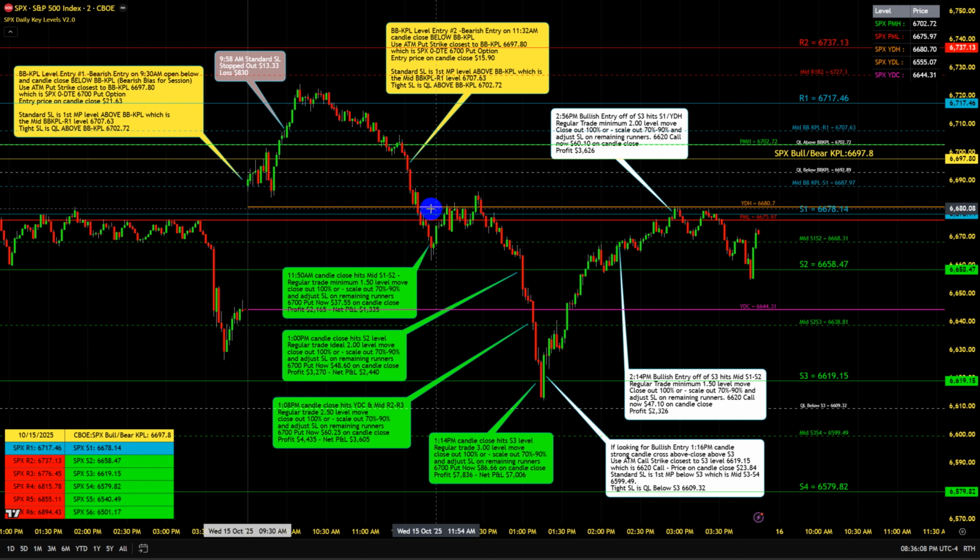Okay, so how do you determine what strike to use on this bearish play? First we look to the level that we're trading from. That's the bull bear KPL, 6697.80. The standard play in this strategy is that you use the at the money option strike that is closest to the level that the trade is derived from. So in this case, 6,700 is the closest strike to 6697.80.